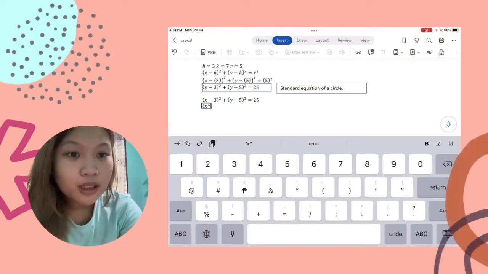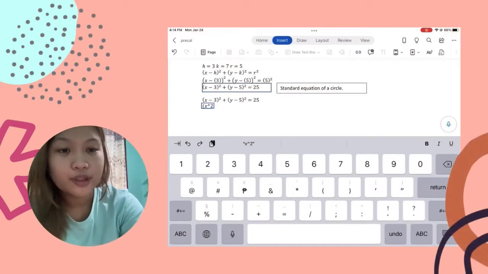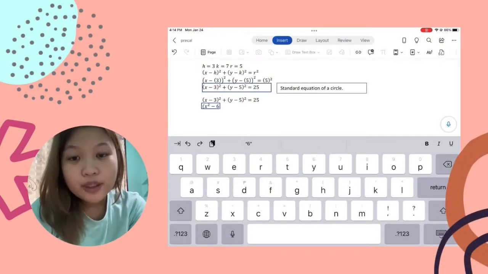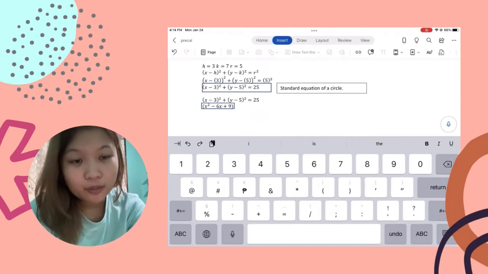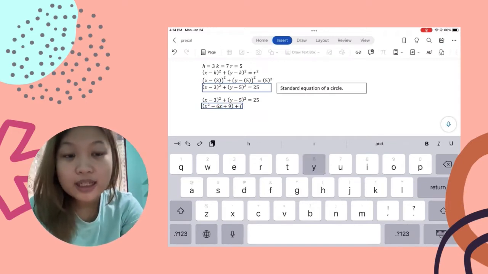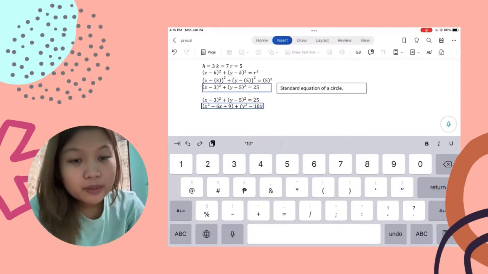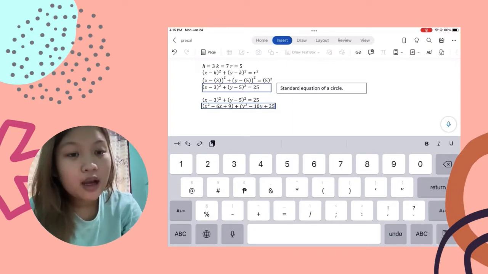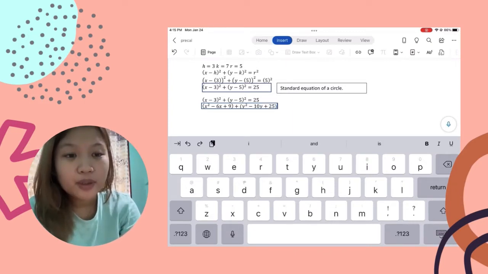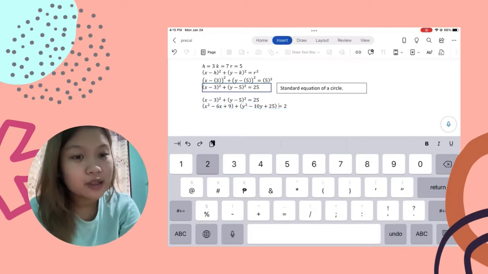And from there, we can solve for the general equation of the circle. First, we're going to expand the binomials, the quantity x minus 3 squared and the quantity y minus 5 squared. So it will be the quantity of x squared minus 6x plus 9, plus the quantity of y squared minus 10y plus 25, equals 25.